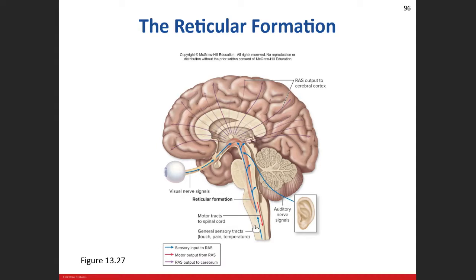Here you can see that we have some sensory information which comes up from different senses, and we have some motor commands which go down here, and you can see that some inputs from this reticular formation can go to the cerebrum.